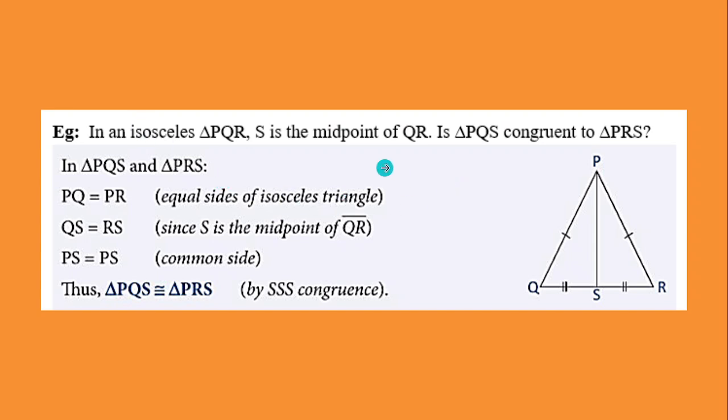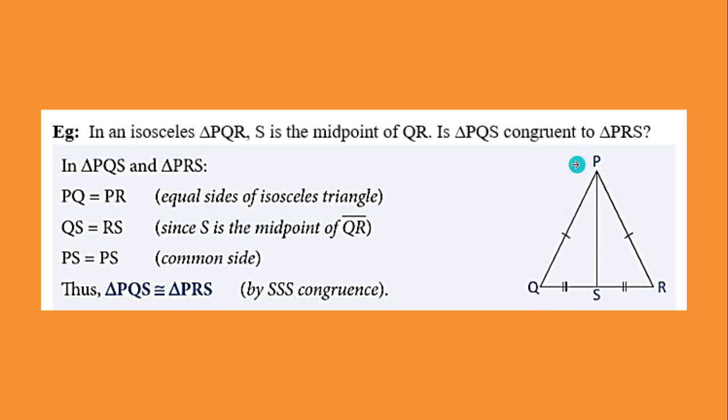PQR is an isosceles triangle. S is the midpoint of QR. Midpoint means QS is equal to SR. You can see I have done a double hatch here. Now you have to prove triangle PQS is congruent to triangle PRS. Okay, now let's see how we can prove this.